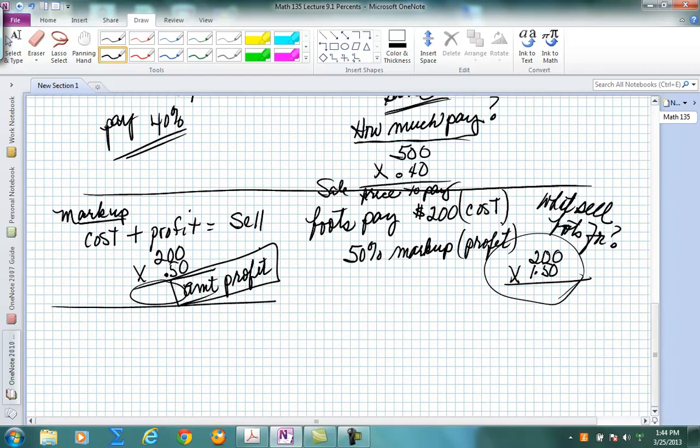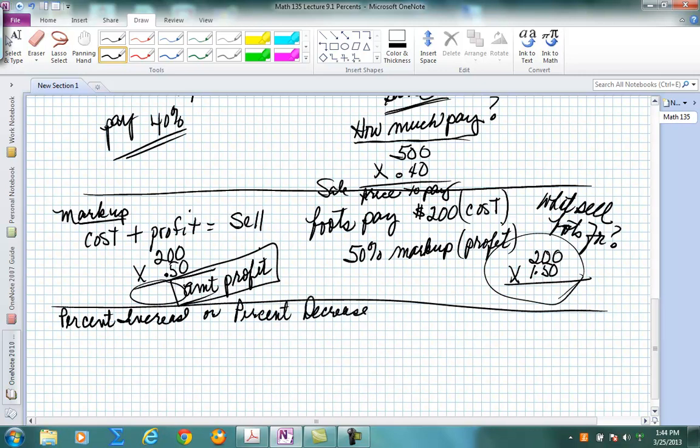Percent of increase, or the percent of decrease, is always very confusing for students. So it's very simple. So heads up on this. Let's say that I bought a horse trailer and I paid $10,000 for it.